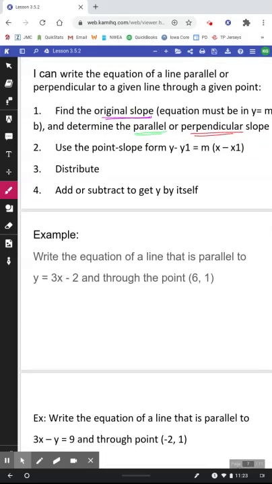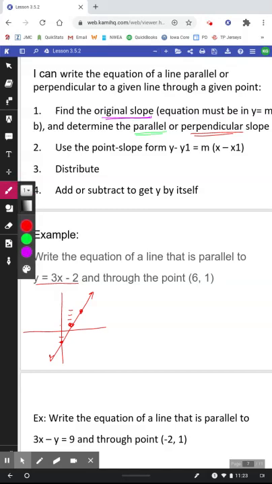So here's the example. Write the equation of a line that is parallel to, and I'm going to draw a picture of this original one. It starts at -2 and it goes up 3, right 1. So here's my original line. And it wants the equation of a line that is parallel to that, but going through the point 6, 1. So they want the equation of the purple line.